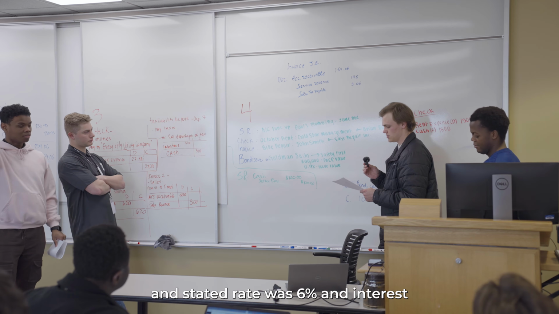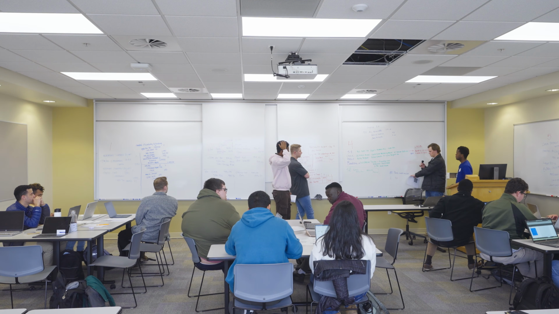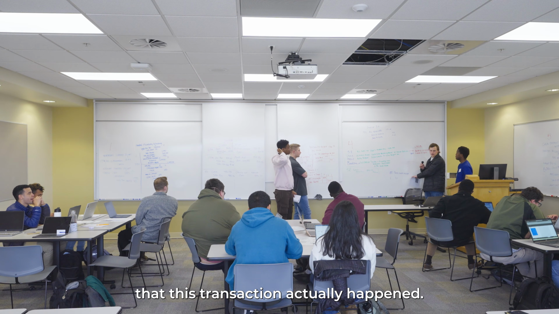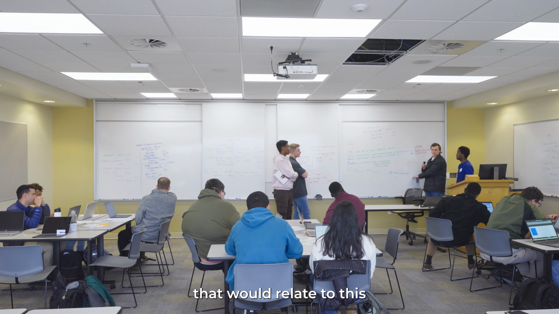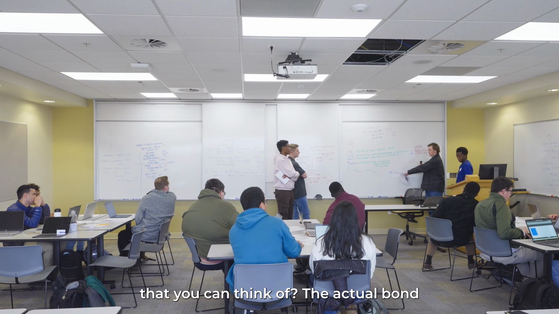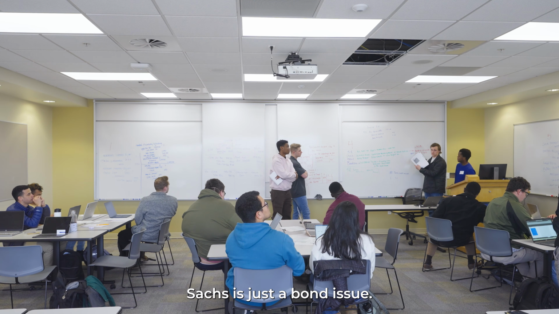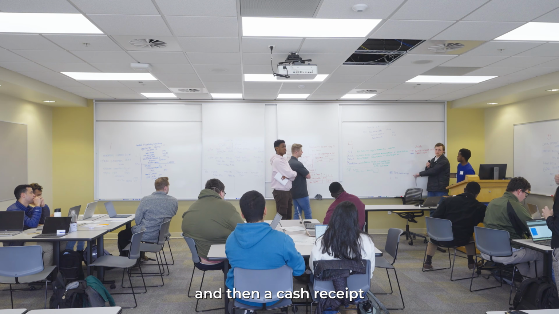Stated rate was 6%, and the interest date was December 31st. What was the evidence that this transaction actually happened? What other documents would the company have that would relate to this? Perfect, the actual bond. Because this is from Goldman Sachs, it's just a bond issue. So the actual bond and then a cash receipt.